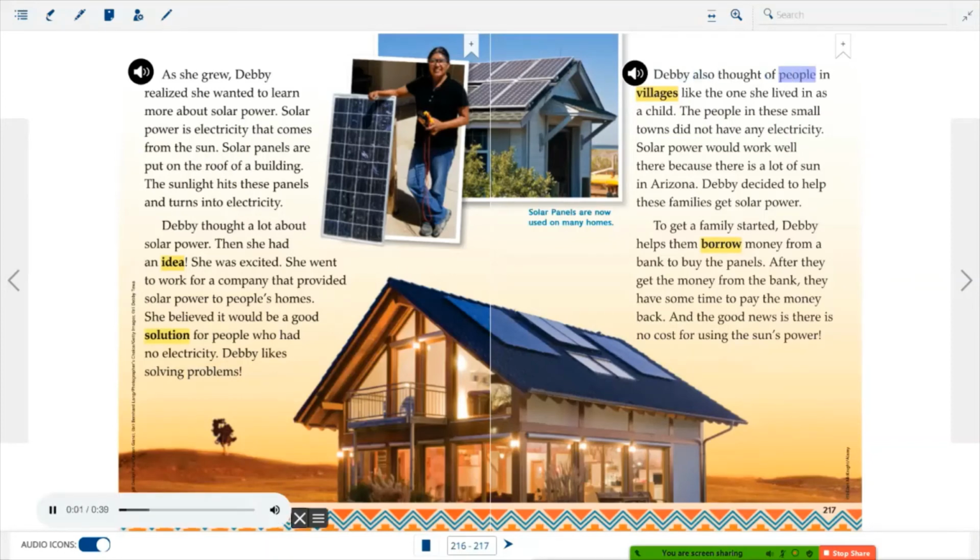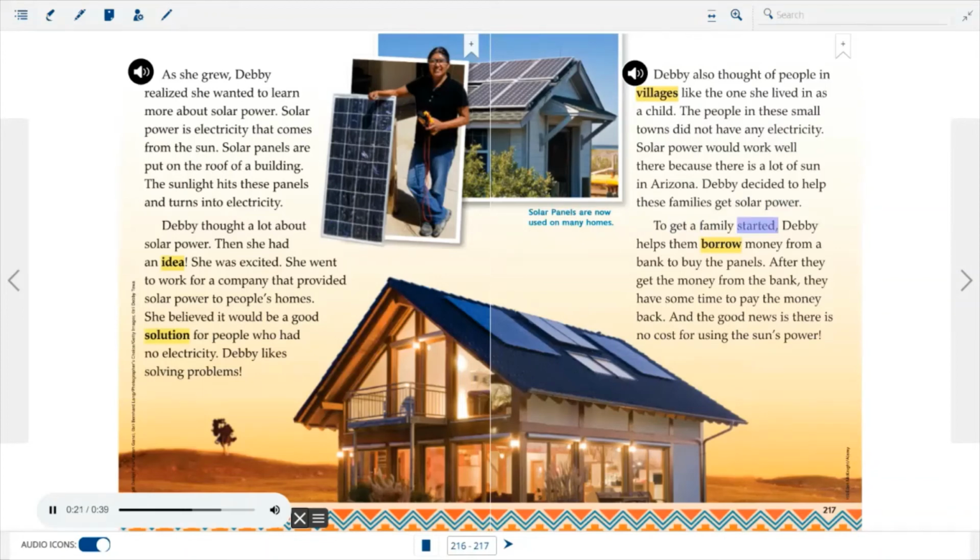Debbie also thought of people in villages like the one she lived in as a child. The people in these small towns did not have any electricity. Solar power would work well there because there is a lot of sun in Arizona. Debbie decided to help these families get solar power.